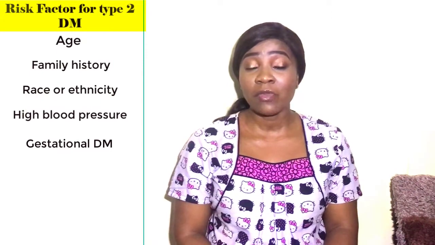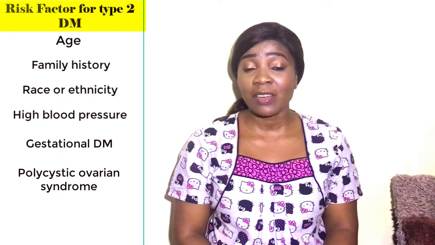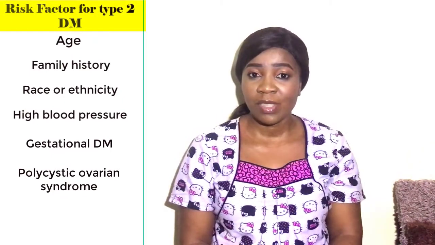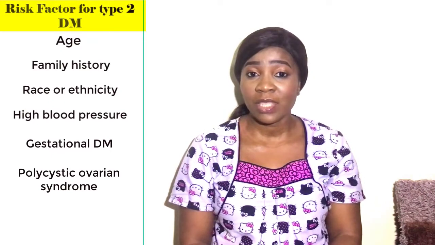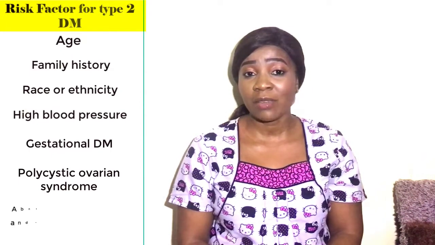6. Polycystic ovarian syndrome, also called PCOS. It is a condition that is characterized by irregular menstrual periods, excess hair growth, and obesity. It increases the risk of developing type 2 diabetes. 7. Abnormal cholesterol and triglyceride levels.